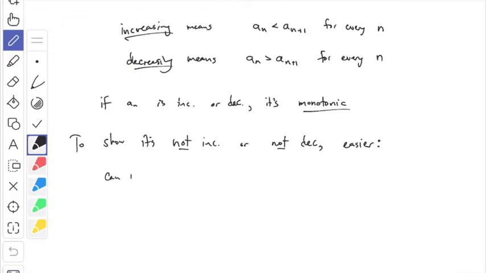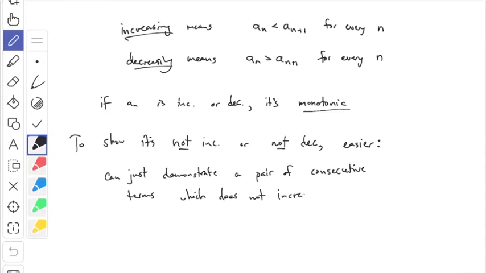We can just demonstrate a pair of consecutive terms which either does not increase or does not decrease, depending on which one we're trying to do. All you have to do is demonstrate a specific pair of consecutive terms. You don't have to deal with n in general as a variable. You can just plug in specific numbers, which does not increase, I will say, or decrease if you're trying to show that it's not decreasing.